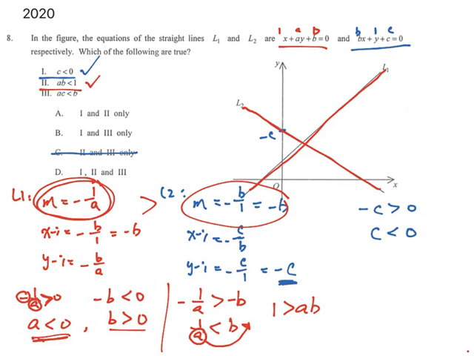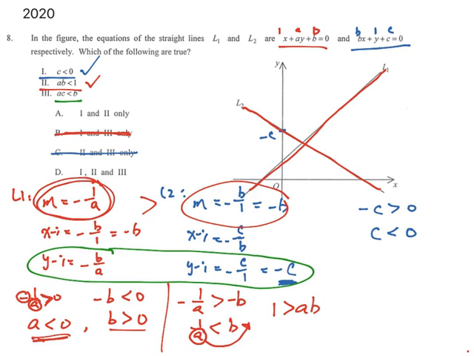So 2 is also correct. That means B is wrong. So let's see 3. For 3, it relates to A, B, and C, only these two with A, B, and C.